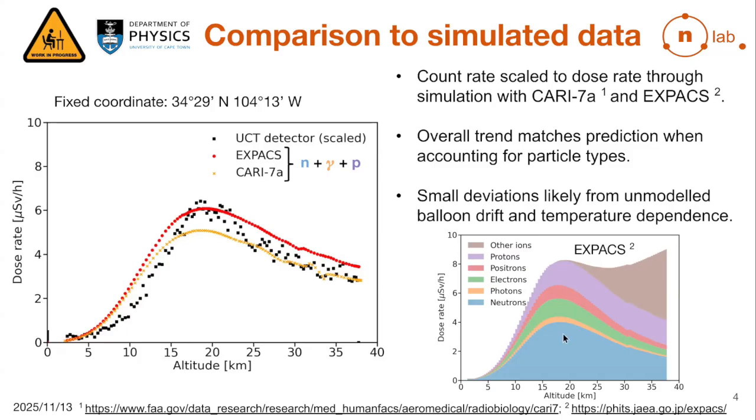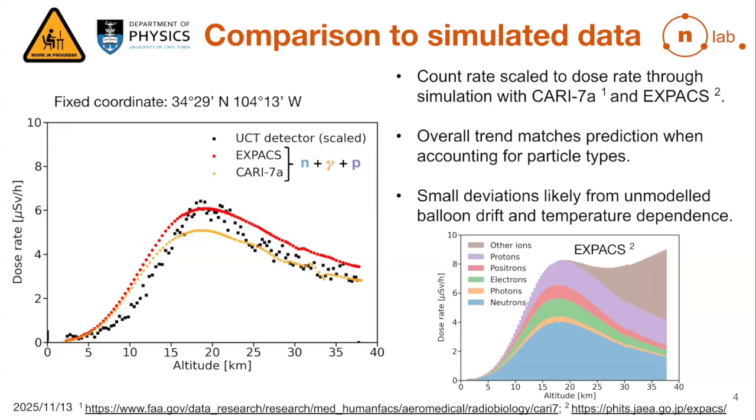In our simulation, we've only included neutrons, gamma rays, and protons. As you can see in the bottom right, there are many particles that contribute to the dose rate over this altitude range. But we've chosen these as these are the dominant ones that interact with our detector. We're also aware that our detector is quite sensitive to the temperature.